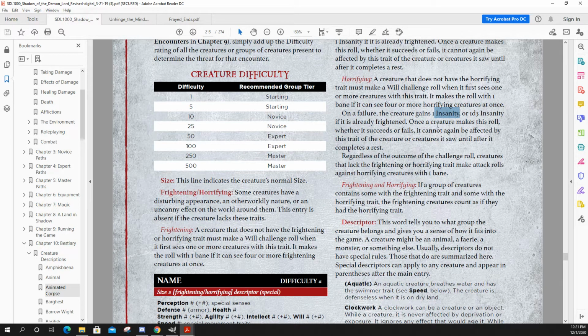So I have to look this up every time. I don't know why I can't get this embedded in my brain, but what I'm going to do to embed it in my brain is throw out a lot more frightening and horrifying creatures into my game. So in order to do that, the characters have to have a way to be able to offset all of the insanity that's going to be coming their way.